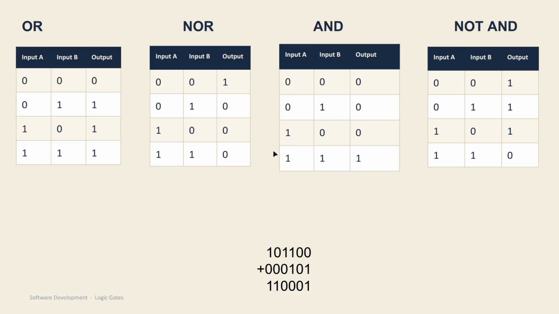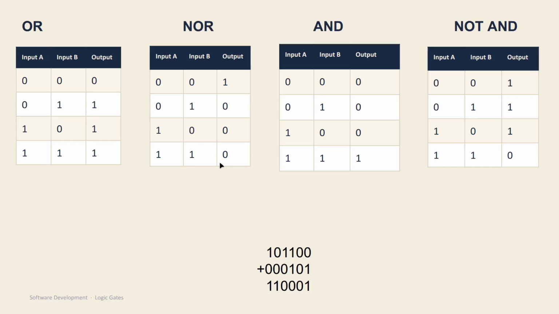Now, why did we do all this? Remember the binary addition rules. 0 plus 0 equals 0. 0 plus 1 equals 1. 1 plus 0 equals 1. 1 plus 1, carry 1. Picture a gate's two inputs as the two numbers and its output as the result.